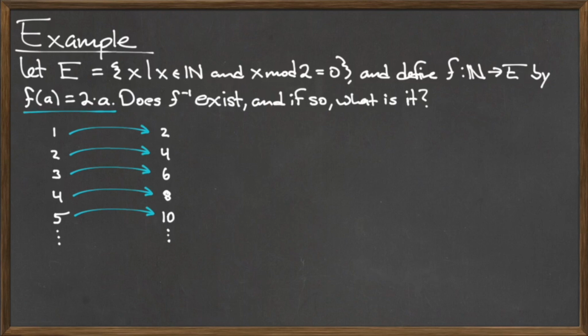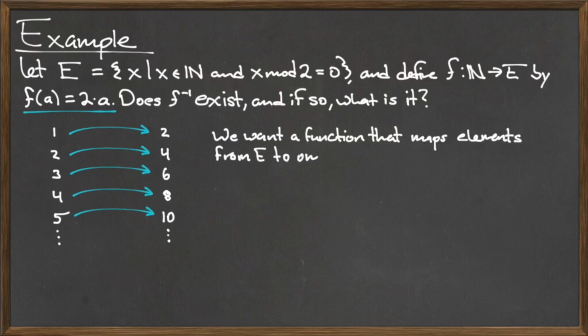To visualize how the function f works, we can list out the first few natural numbers, we'll use the first 5, and then compute their images. The function f sends the element 1 to 2, 2 to 4, 3 to 6, 4 to 8, and 5 to 10, continuing in this fashion. Essentially, the function f doubles the natural number used as input. To determine if f inverse exists, we need to figure out a way to send each of the images under f that are contained in the set E back to their unique preimage in the set of the natural numbers.